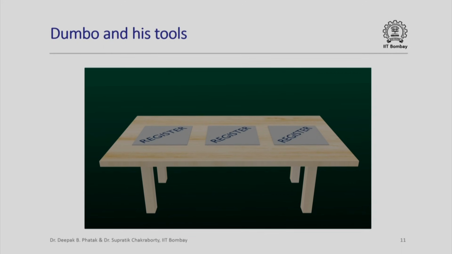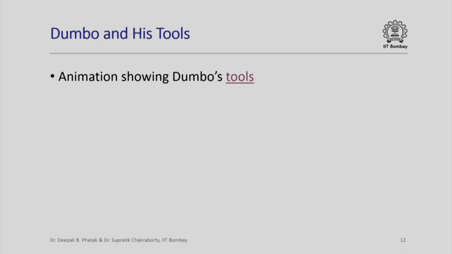Obviously, in order to do any computations, Dumbo must get numbers onto these registers from somewhere, and if at all he calculates a result, Dumbo must be able to put that result back somewhere. That somewhere happens to be the memory, which means that Dumbo is capable of picking out a number from the memory location designated by us onto these registers, do some calculations and put the result back into another designated memory location. Let us see an animation which shows Dumbo's tools.